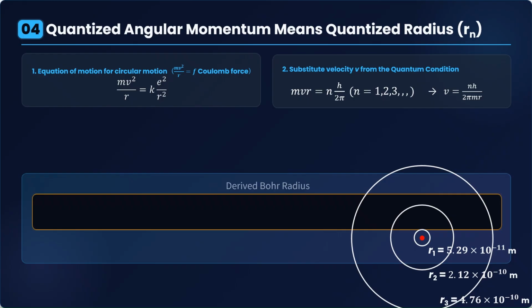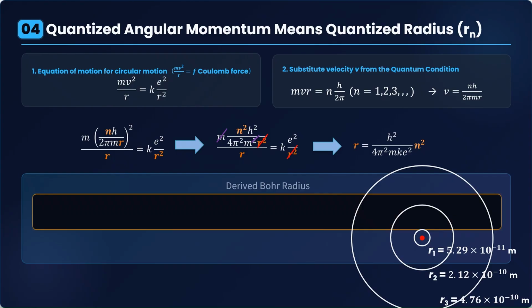Now we substitute this expression for v into our equation of motion. Now simplify. The m in the numerator cancels with one of the m's in the denominator. R squared cancels too. And after simplifying the powers of r, we get this. And finally, solve for r. Target locked. The velocity has disappeared, and the orbital radius is now determined. The quantum condition has transformed the atom from a continuous open world into a world with specific allowed orbital radii.